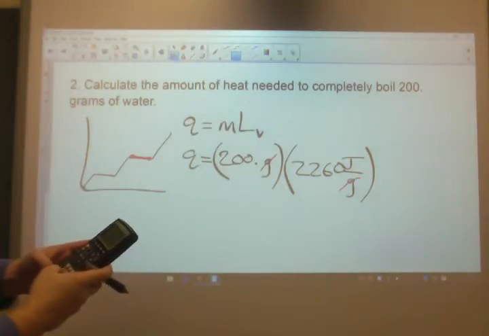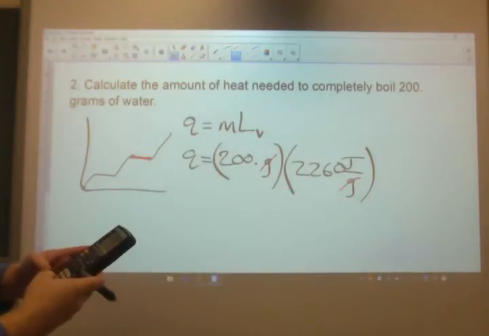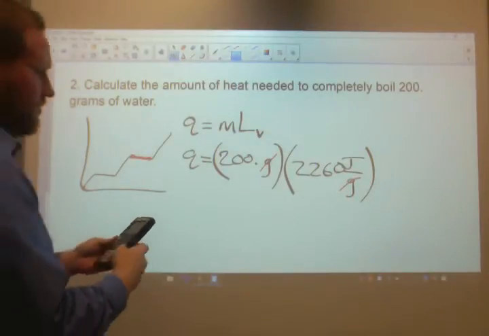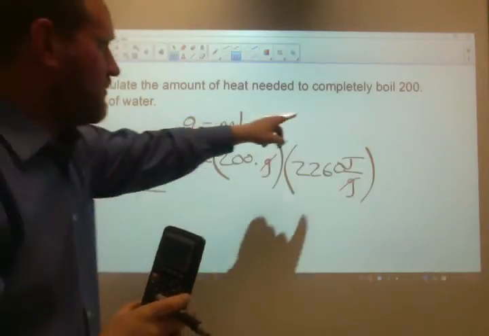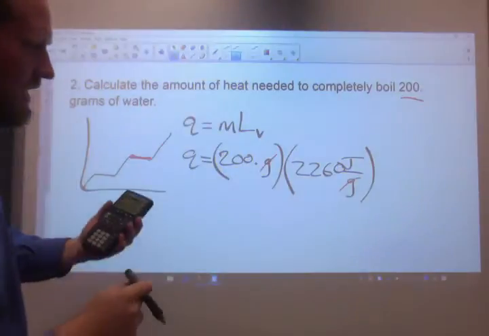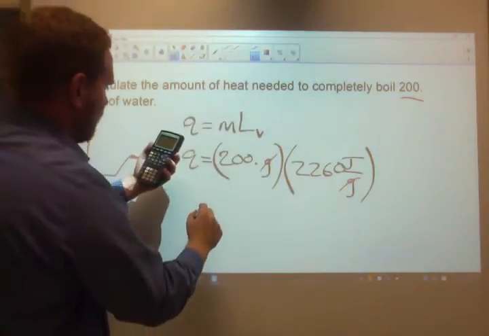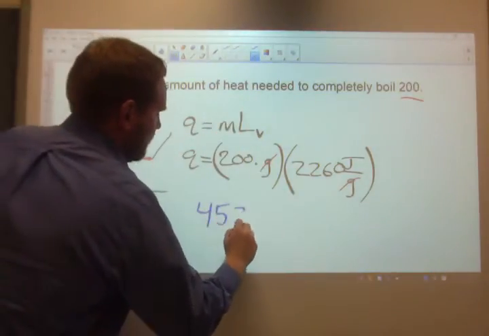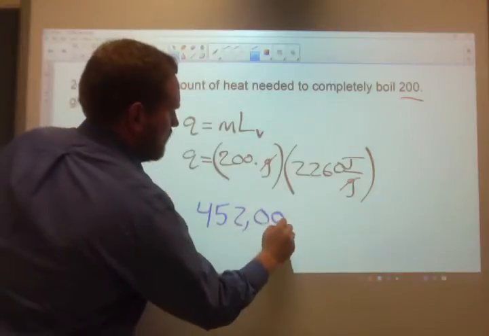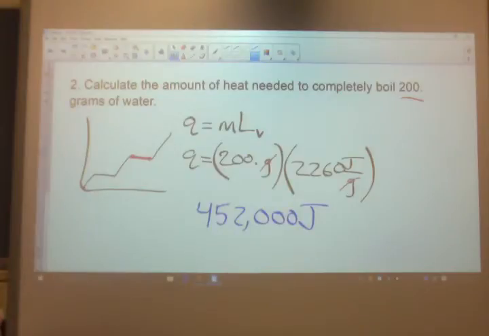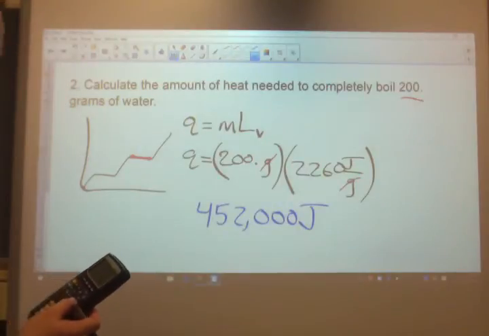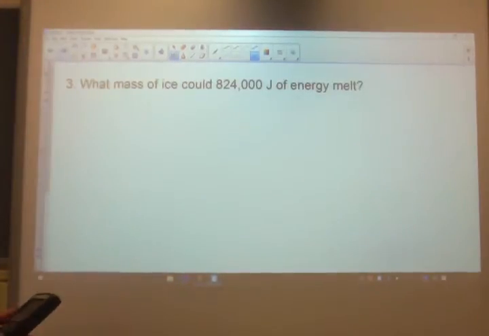200 times 2260 equals, okay, and I have my answer here, but I want to check sig figs. I'm seeing 3 sig figs here with the dot, so I'm going to give this 3 sig figs. 452,000 joules. Okay. Joules are very small, actually. A joule of energy is tiny. Let's just see, does that make sense? Yes, it does. Next problem, number 3.